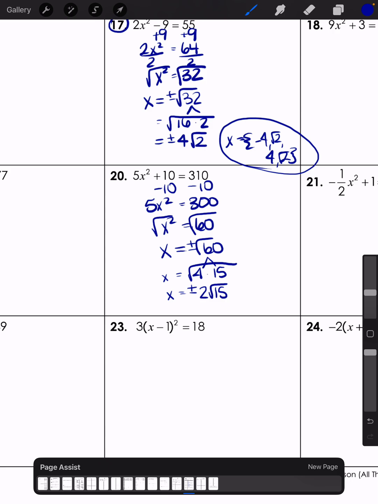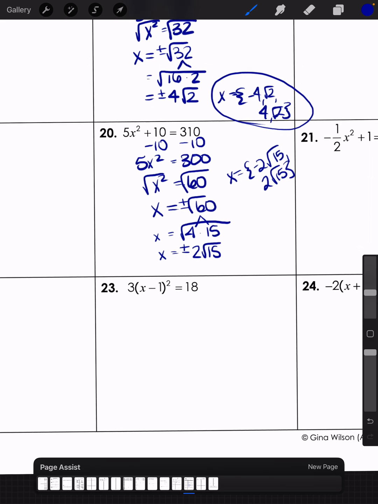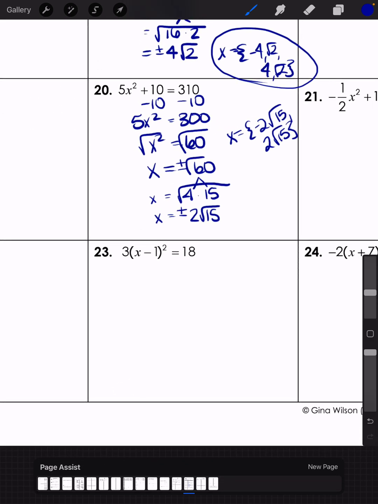Now if I'm writing that in set notation, I would have x is equal to negative 2 square root of 15, positive 2 square root of 15. Okay, so those are my two solutions. This crosses the x-axis in two places. And then looking at 23.